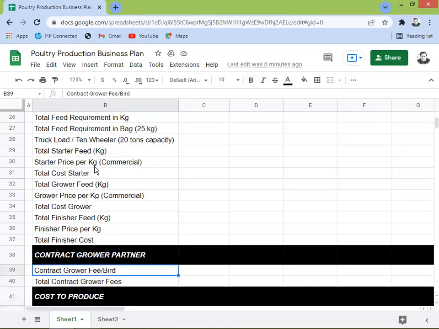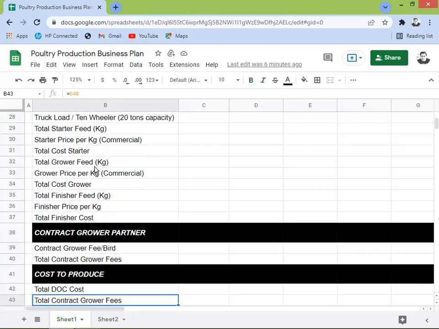We need a business partner to grow the broiler chicken, or we can have our own company-owned contract growing. We're going to have our own houses in the farm, but most of the broiler chicken production is grown by business partners. We are paying contract growers to grow our chicken.